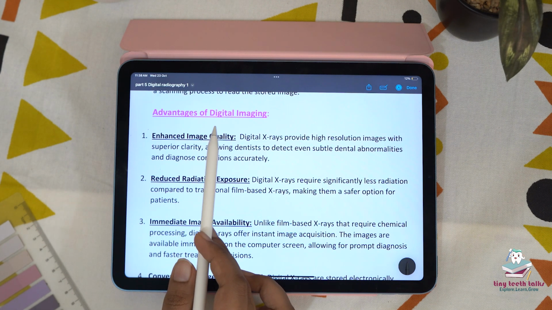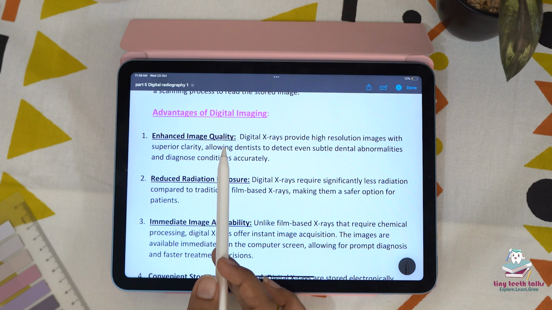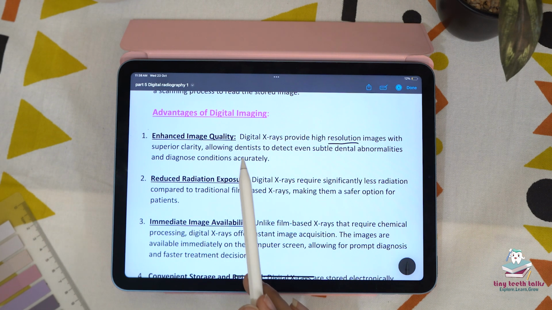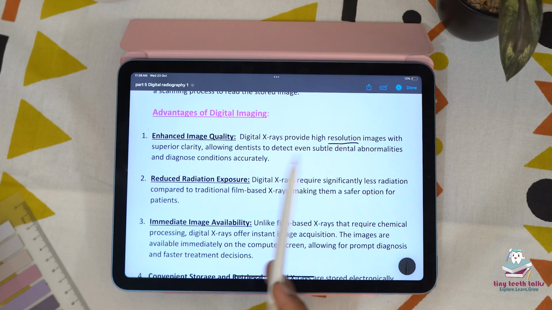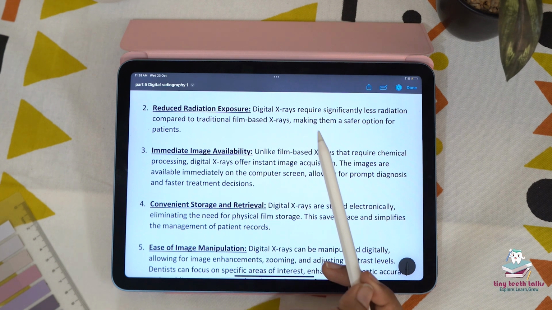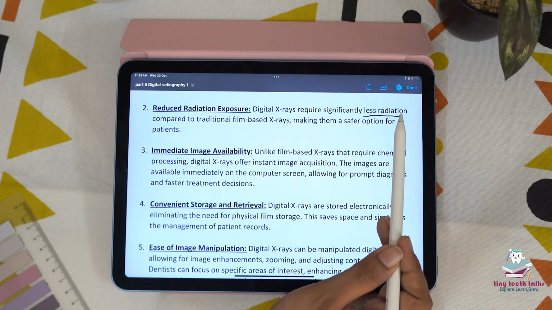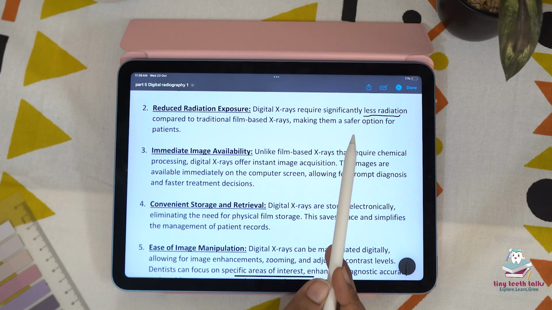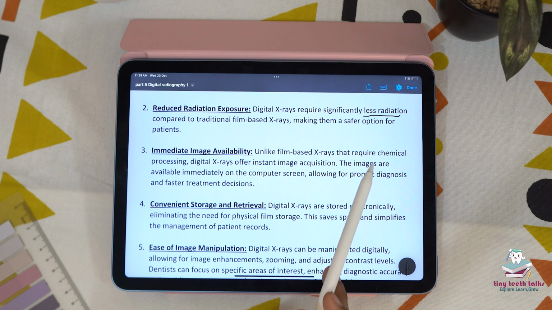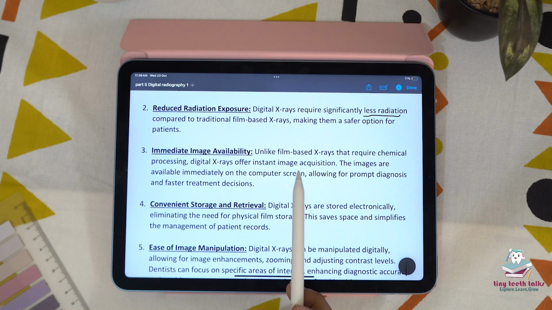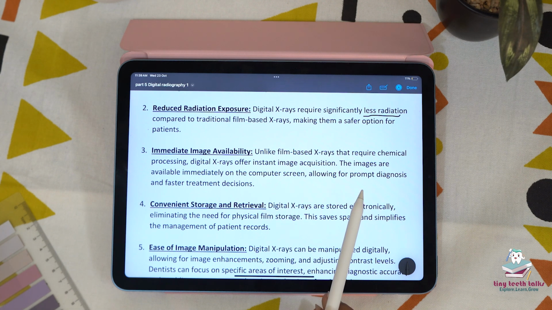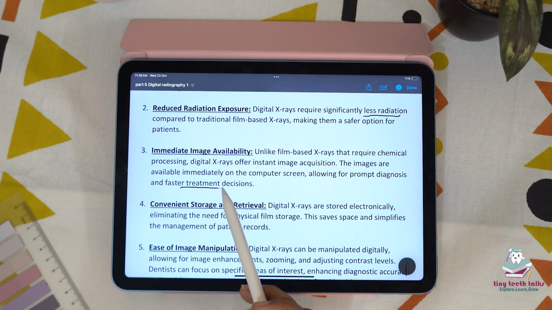Now, what are the advantages of digital imaging? So it enhances the image quality. Digital X-rays provide high resolution images with superior clarity, allowing dentists to detect even subtle dental abnormalities and diagnose conditions accurately. Then the reduced radiation exposure. Digital X-rays require significantly less radiation compared to traditional film-based X-rays, making them a safer option for patients. Immediate image availability. Unlike film-based X-rays that require chemical processing, digital X-rays offer instant image acquisition, and the images are available immediately on the computer screen, allowing for prompt diagnosis and faster treatment decisions.